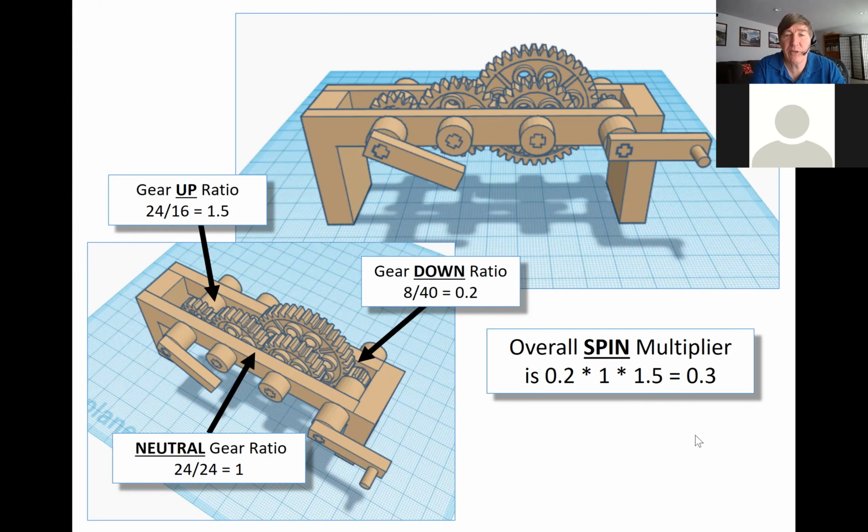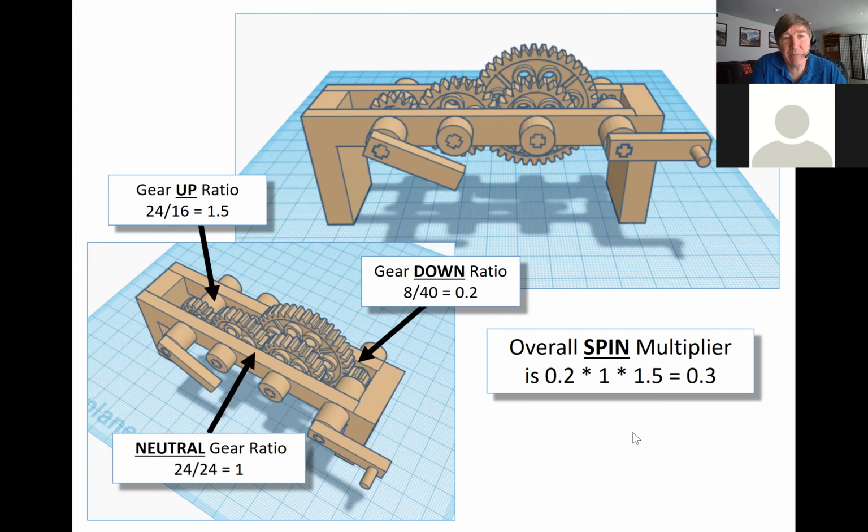Okay, so we have an overall spin multiplier here of 0.3. So what that means is when we put all the gears together, if we spin the crank one full turn, the output flag is only going to go 30% of a turn. And this is something that some of you need a little more practice with, and that's okay, don't worry, we're going to get it.